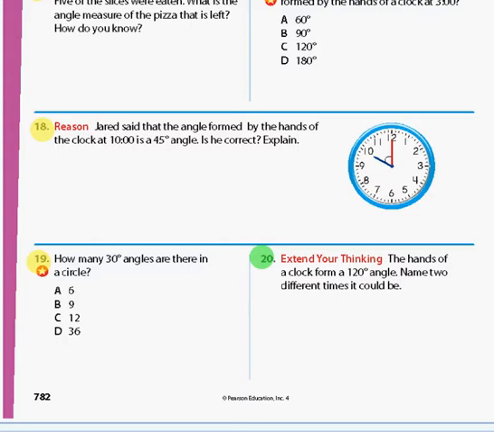Question 19. How many 30-degree angles are there in a circle? A, 6, B, 9, C, 12, or D, 36? And question number 20. The hands of the clock form a 120-degree angle. Name 2 different times that it could be. One of the times it could be would be 4 o'clock. Okay, and another time could be 8 o'clock.